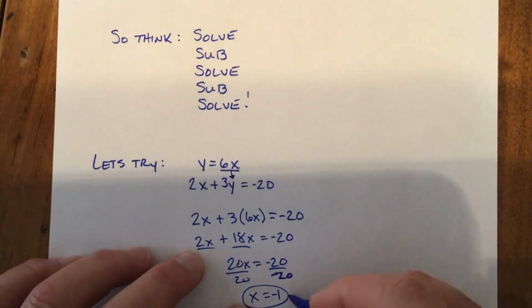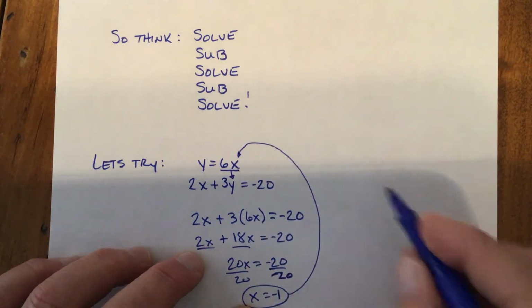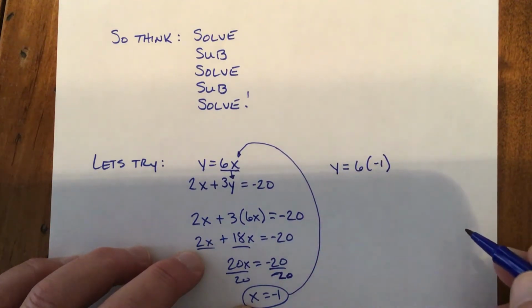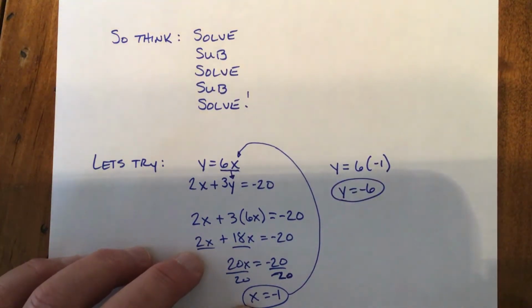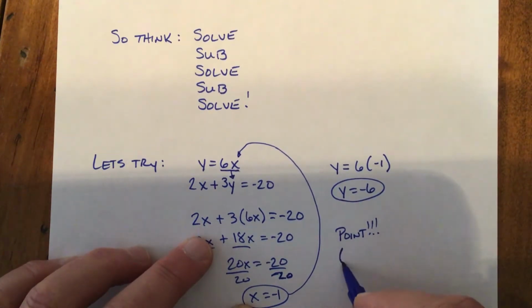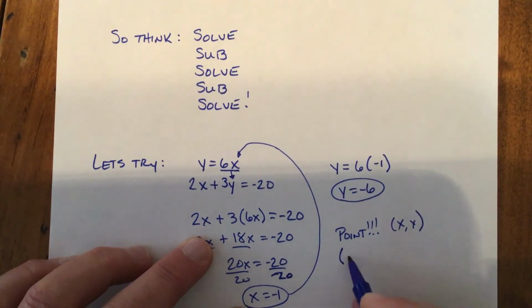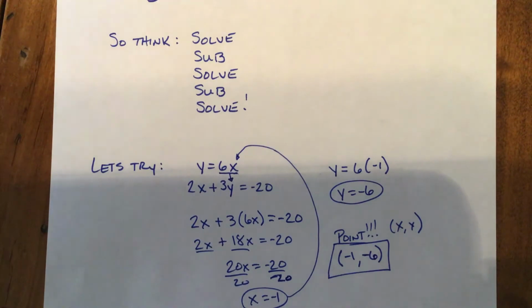Now we're going to take this x value and plug it back in up here. So now we get y is equal to 6 times negative 1, which is y is equal to negative 6. So now we have x and we have y. But remember that it is a point. So we have to write it as a point. Remember, it's x, y, x and then y. So x was negative 1, y is negative 6. There is our answer. Please make sure you write it as a point, because it's a point.